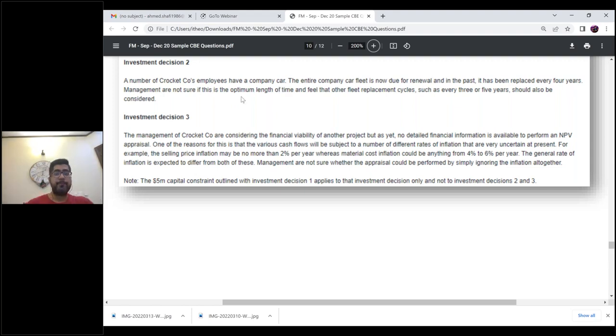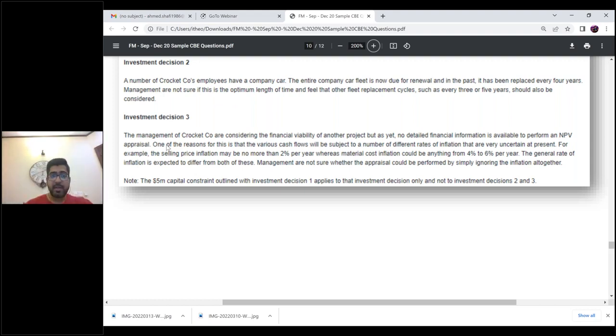And investment decision three, the management of Crockett are considering the financial viability of another project, but as yet no detailed financial information is available to perform an NPV appraisal. One of the reasons for this is that the various cash flows will be subject to a number of different rates of inflation that are very uncertain at present. For example, the selling price inflation may be no more than 2% per year, whereas material cost could be 4 to 6%. The general rate of inflation is expected to differ from both of these. Management are not sure whether appraisal could be performed by simply ignoring the inflation altogether.